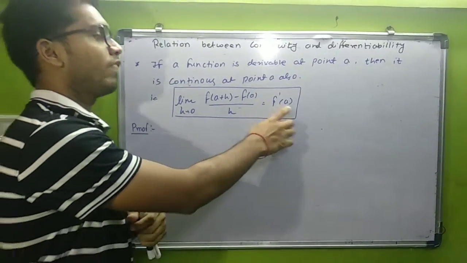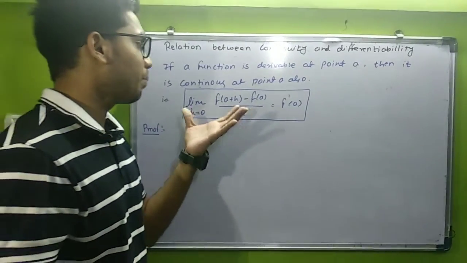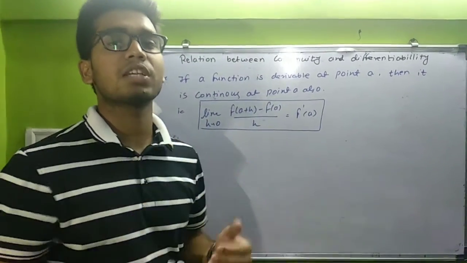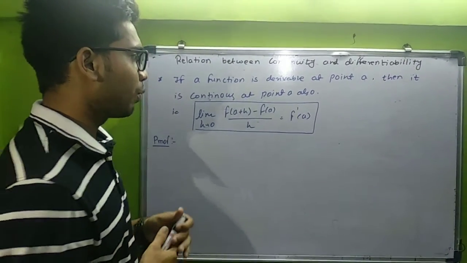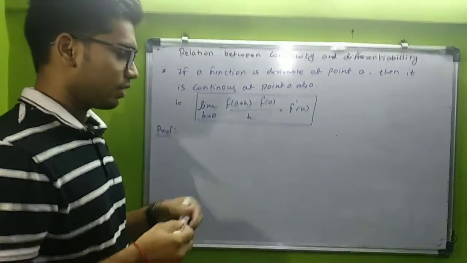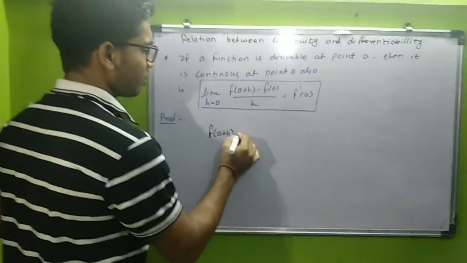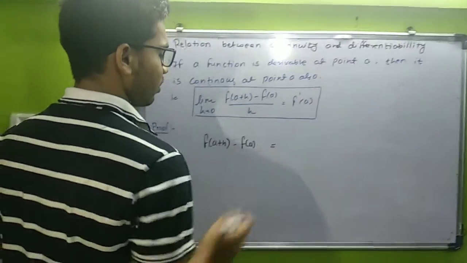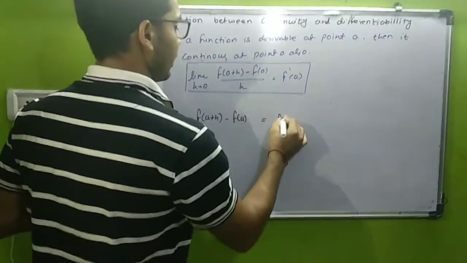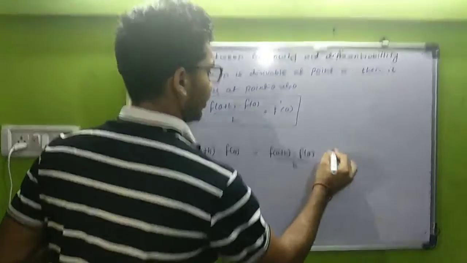So we know f dash of A from the basic first principle method, this is the basic of differentiation. From this expression we say whether the function is differentiable or not. So we'll prove that if a function is differentiable, then it is continuous as well. So we'll take this expression f of a plus h minus f of a. Now what I am going to do, I am going to multiply and divide this expression by h. F of a plus h minus f of a divided by h into h.